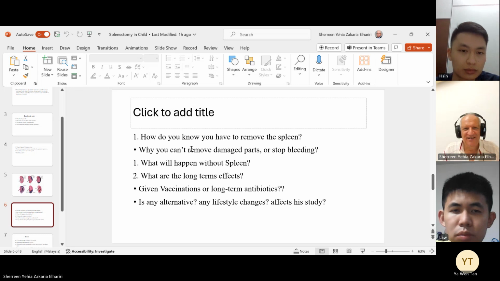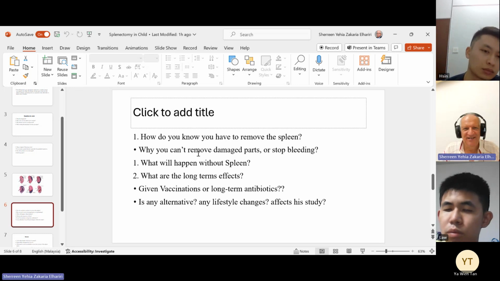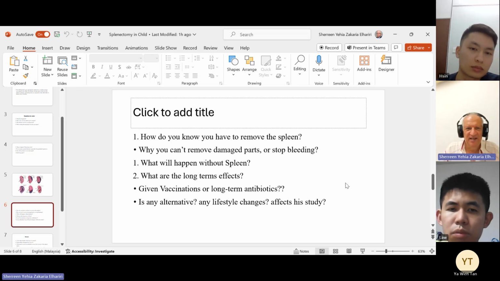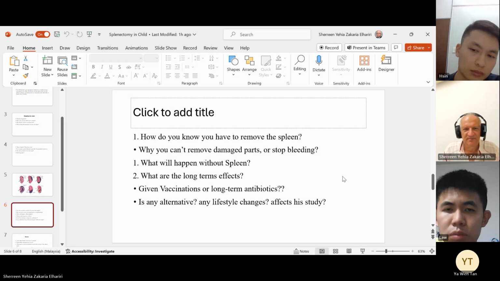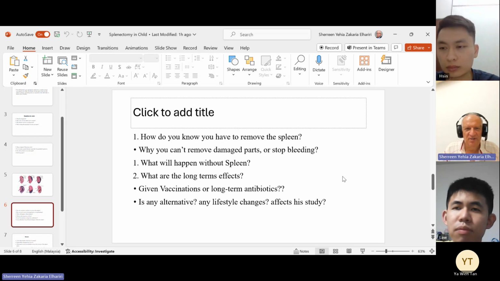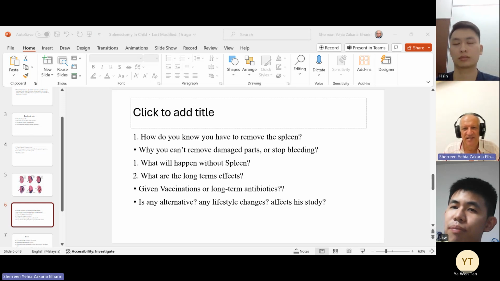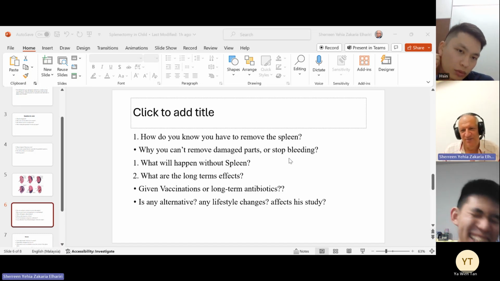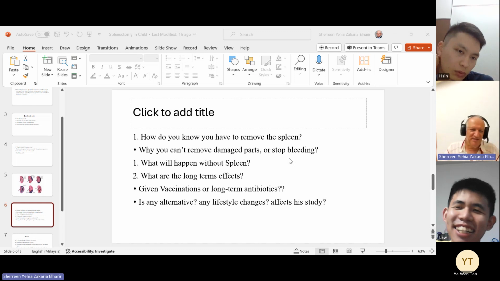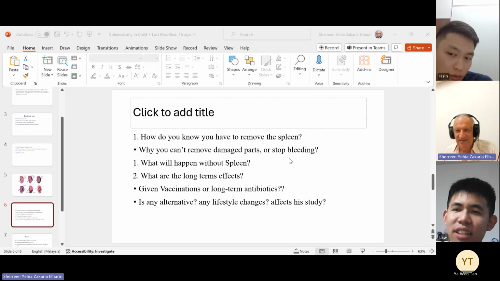Okay? The mother asked, why don't you remove the damaged part only and stop the bleeding? Can you remove part of the spleen and leave the other? And she also asked, is there any alternative to surgery? Of course, no, there won't be any alternative. You know that this mother is not in the medical field, but there is no alternative to surgery. And if the spleen is completely damaged, we must remove it.